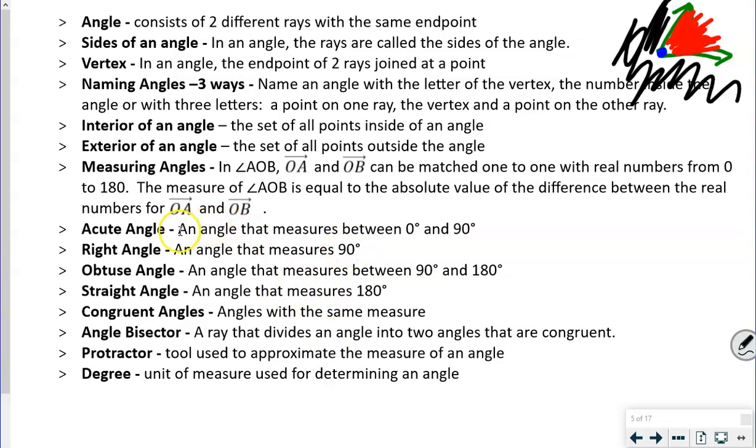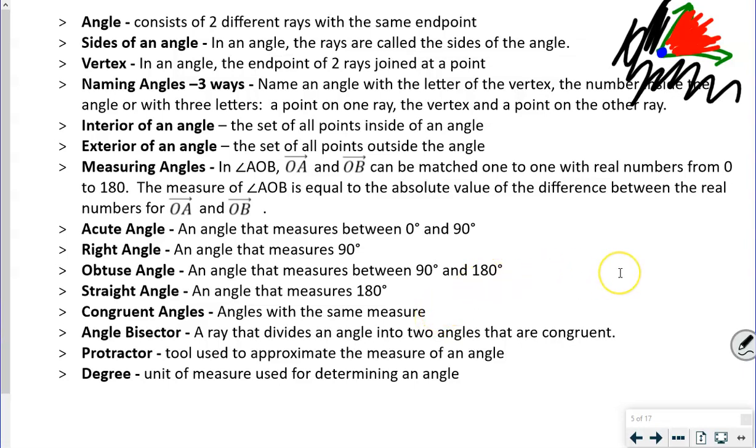And then you should remember acute angle, which is between 0 and 90. Right angle is 90, and an obtuse angle is between 90 and 180. Straight angle has a measure of 180 degrees. Basically, it's a line. Congruent angles are angles that have the same measure.